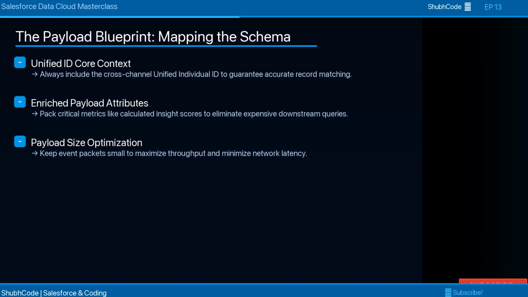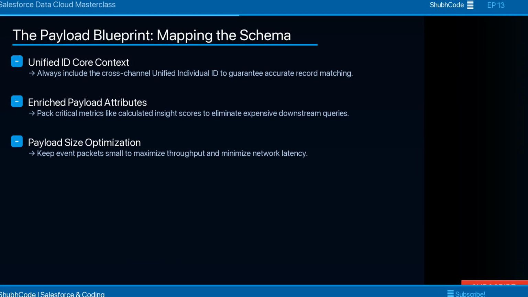When an event triggers, downstream systems need context to act. In Data Cloud, you explicitly select which attributes to pack into your data action payload. For a premium status upgrade, you don't just send the status, you include the unified individual ID, the current balance, and the lifetime value metric. Think of this payload mapping as packing a suitcase. You want only the essentials to keep it lightweight, but enough context so the receiving flow doesn't have to query back into Data Cloud. Balancing payload size with operational utility is a core architectural trade-off.